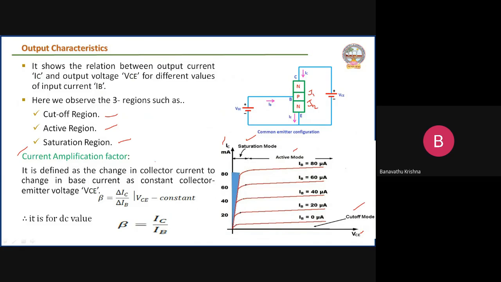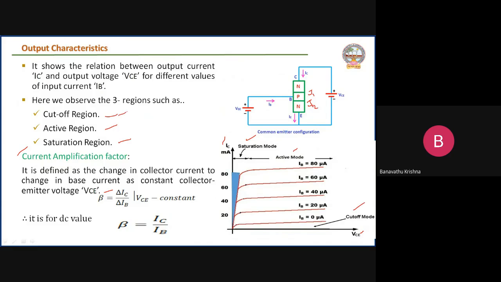Next, the current amplification factor is defined as the change in collector current to the change in base current at constant collector emitter voltage VCE. That is beta equals delta IC by delta IB, the change in collector current by the change in base current at a constant value of VCE, but it is generally considered as a DC value, that is beta equals IC by IB.